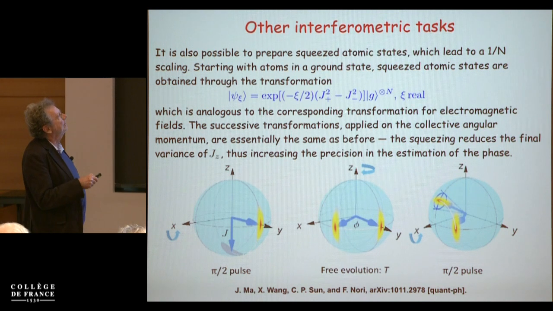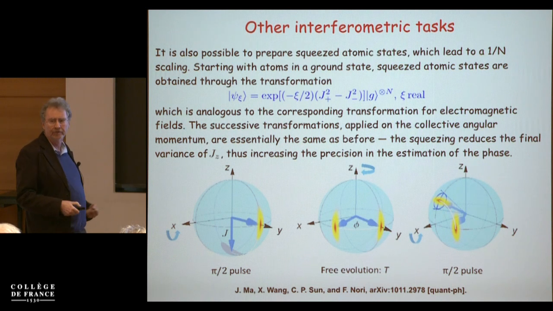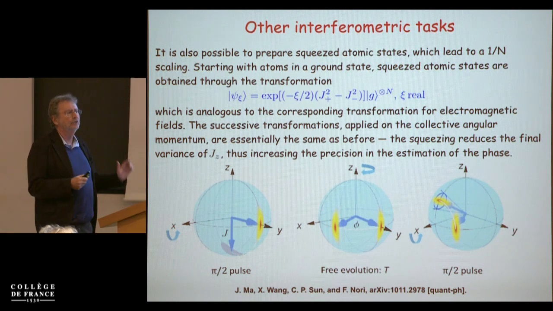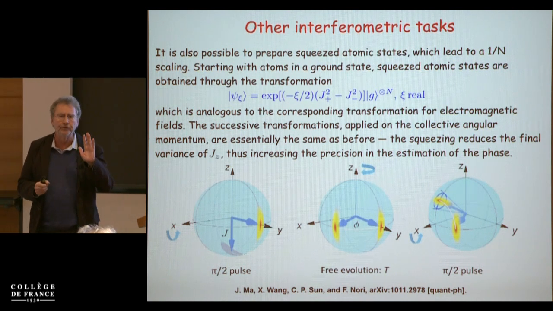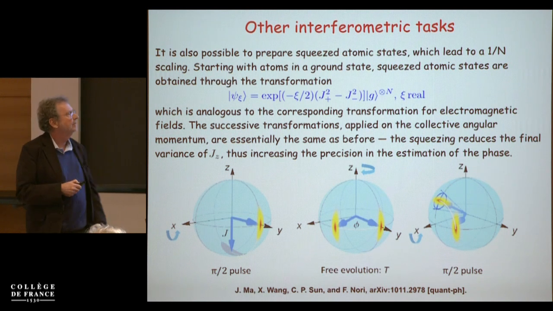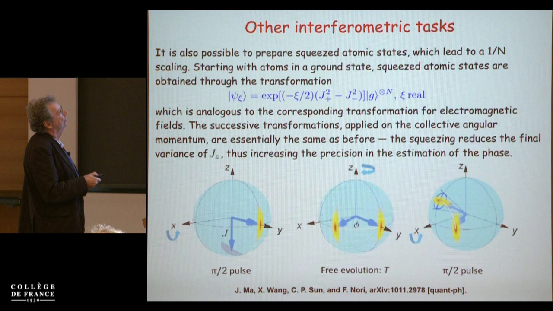So you first take n atoms, you put them in the ground state, then you apply this transformation. This involves some nonlinear interaction between the atoms. And you can see that this is very similar to the squeezing transformation we had for the field, which involved A dagger squared and A squared. So it's analogous to that.